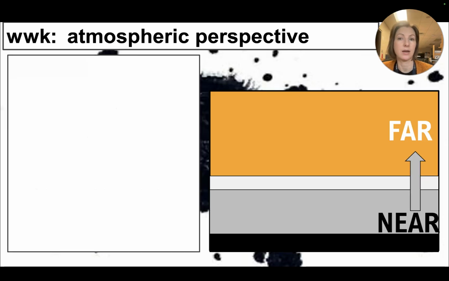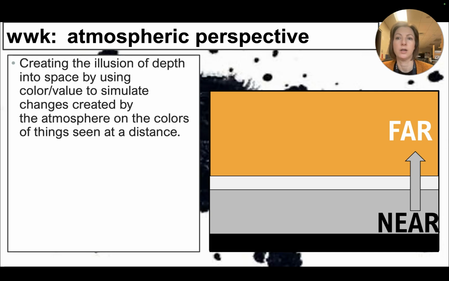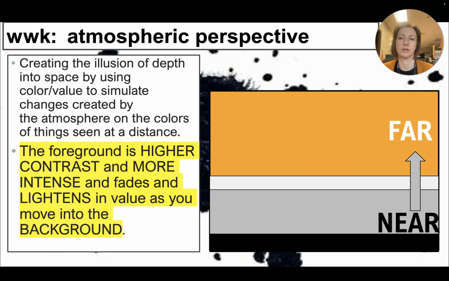So we have 3 words worth knowing. Our first is atmospheric perspective. Atmospheric perspective is creating the illusion of depth into space by using color and/or value to simulate changes created by the atmosphere on the colors of things seen at a distance. And if you're looking out my classroom window, you can see this. If you're in any type of really beautiful landscape like mountains or the ocean, where you can see really, really far back, you're going to be able to see this.